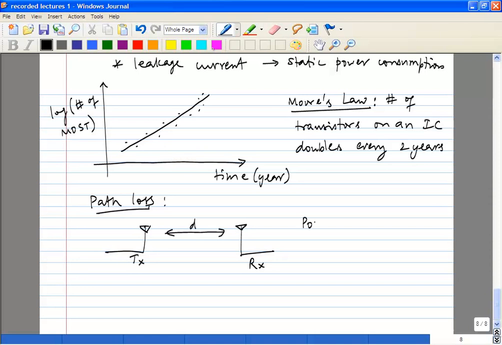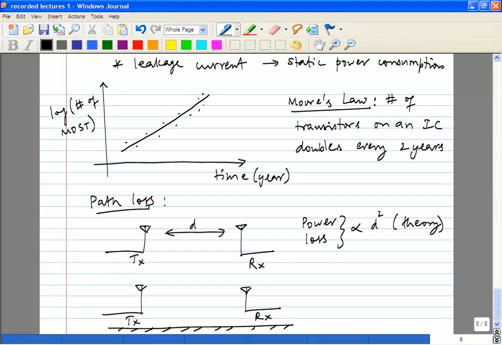What you'll find is the signal power loss can be shown to be proportional to d squared in theory. Well and good. Now what happens if you have a reflective surface that causes multiple paths, let's say a second path? So this is your direct transmission and this is your second, reflective path. What you can find is that the power loss is empirically proportional to the fourth power of the distance.